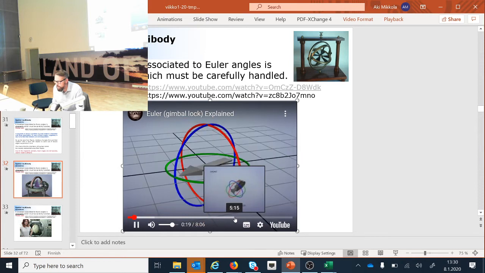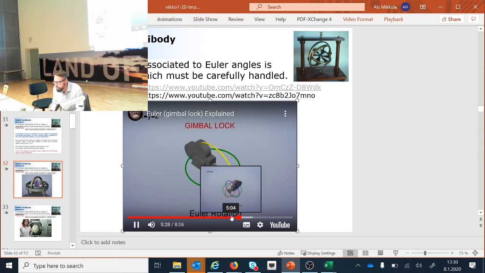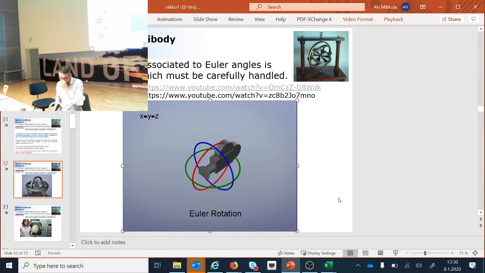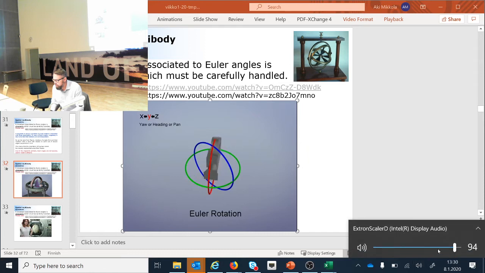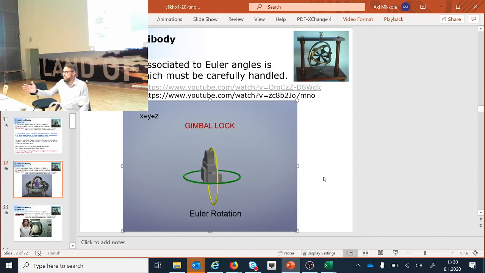You can watch the full movie a bit later, but I'm just going to move on to gimbal locking. Okay, here, that's a gimbal lock.